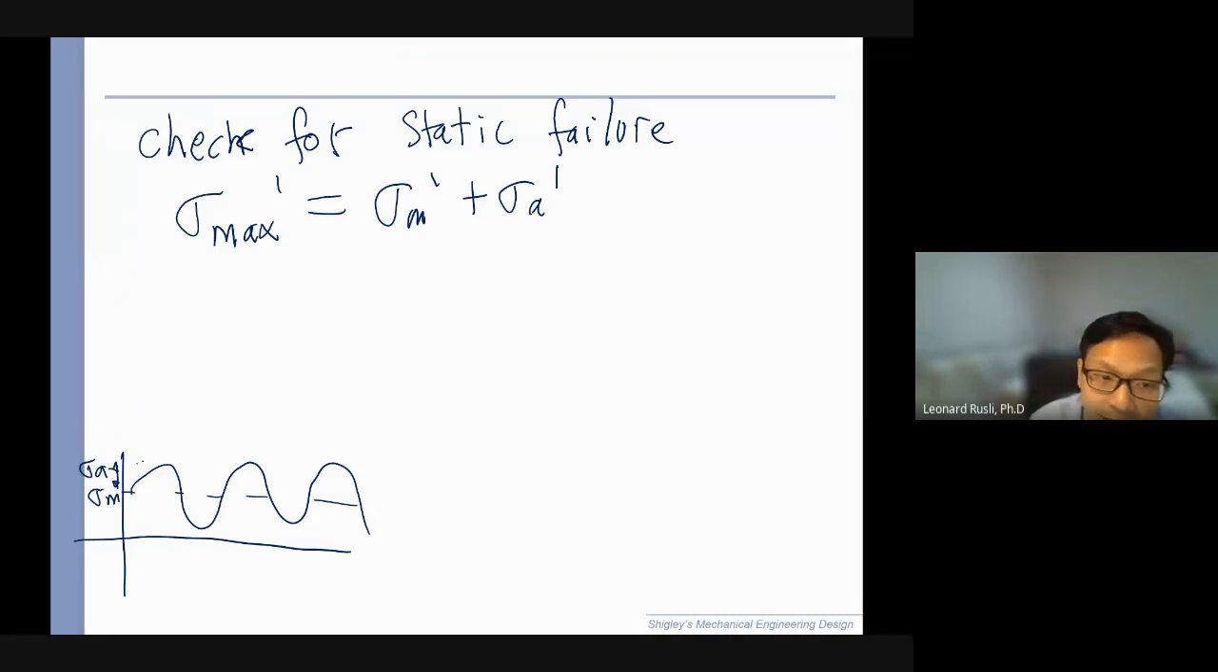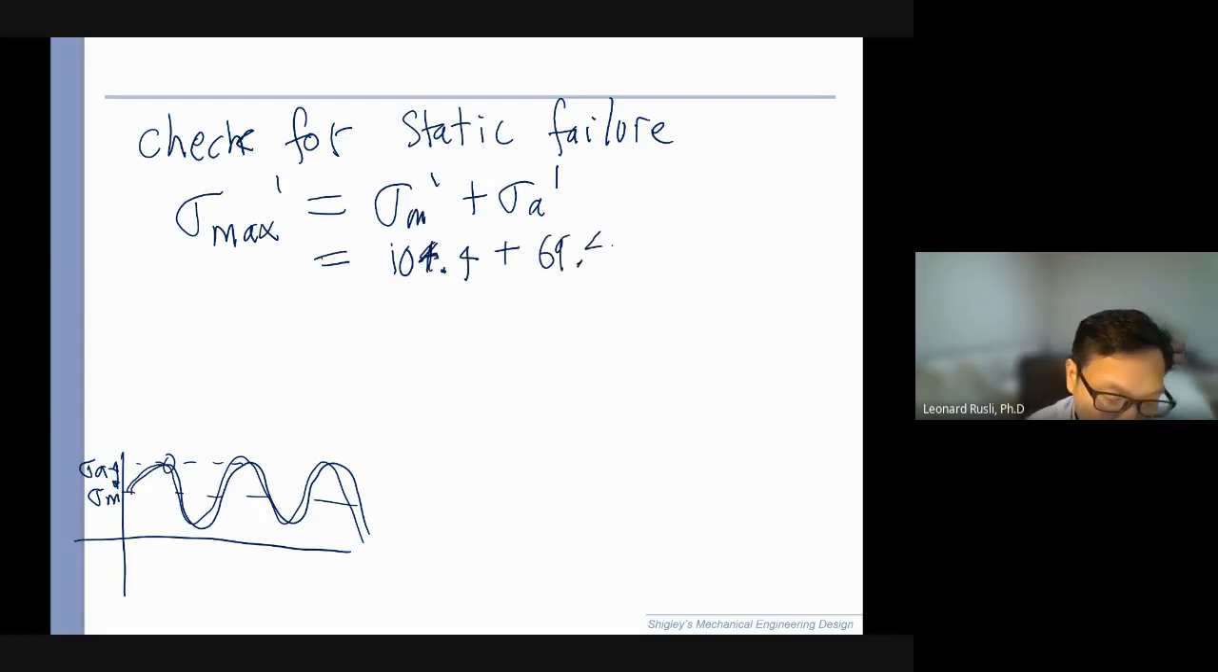So the maximum possible is actually sigma M plus sigma A. The reason we check for static failure adalah gini, what if before it even fluctuate and fail over a long time, it fails on the first cycle? That's called static failure, right? Static failure here is 104.4 plus 69.4. Therefore, absolute maximum stress is 173.8 MPa.